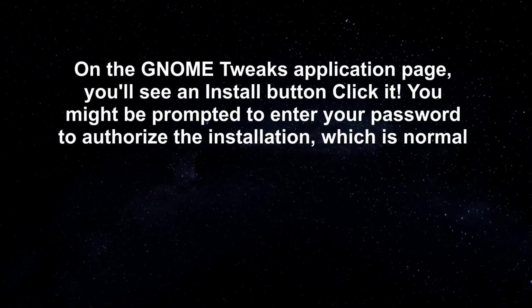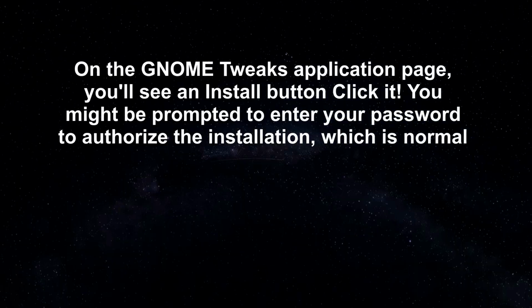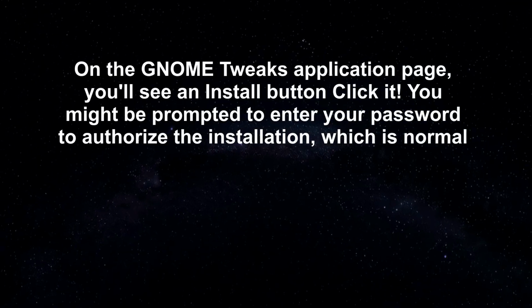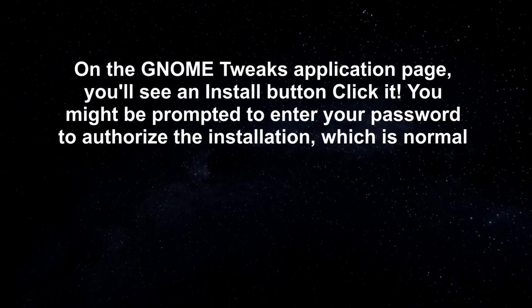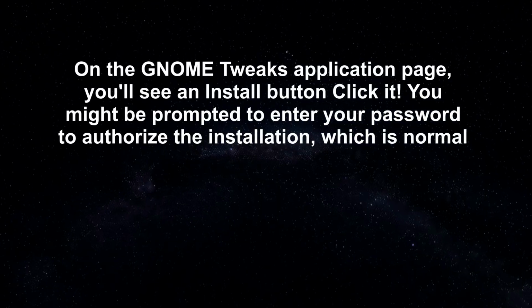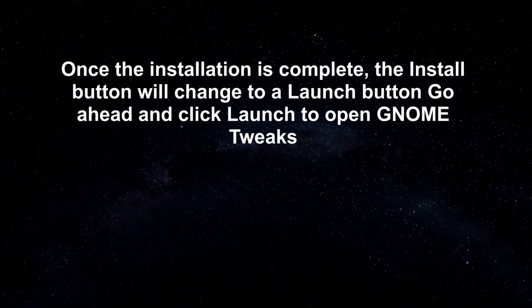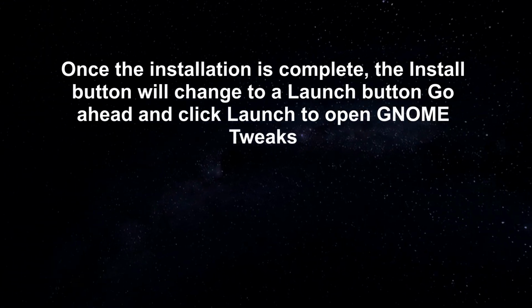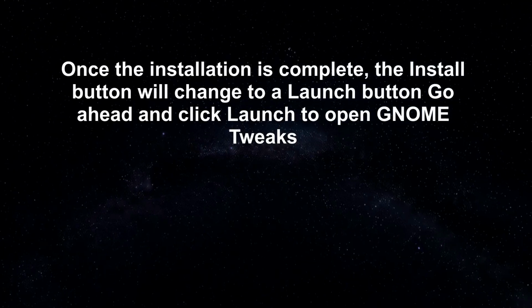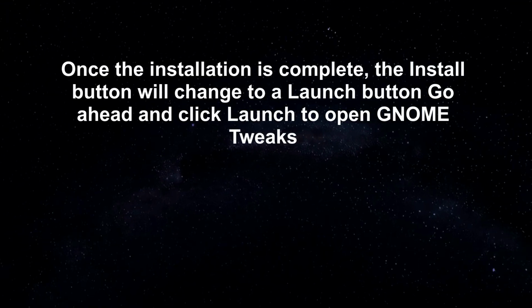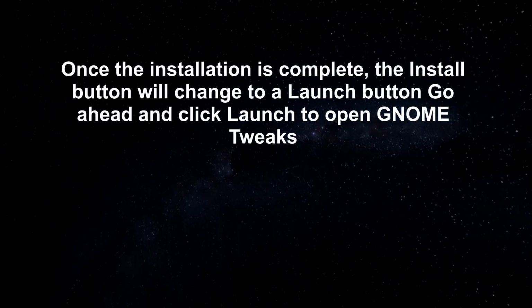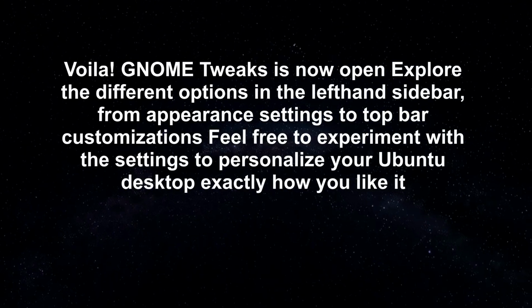On the GNOME Tweaks application page, you'll see an Install button. Click it. You might be prompted to enter your password to authorize the installation, which is normal. Once the installation is complete, the Install button will change to a Launch button. Go ahead and click Launch to open GNOME Tweaks. Voila! GNOME Tweaks is now open.